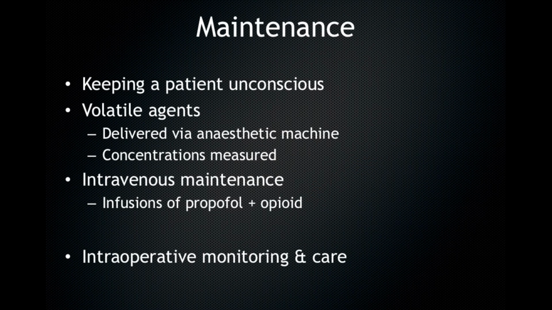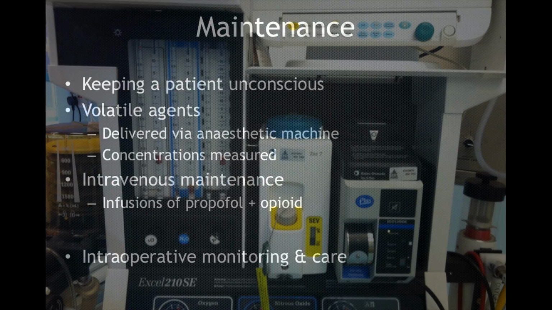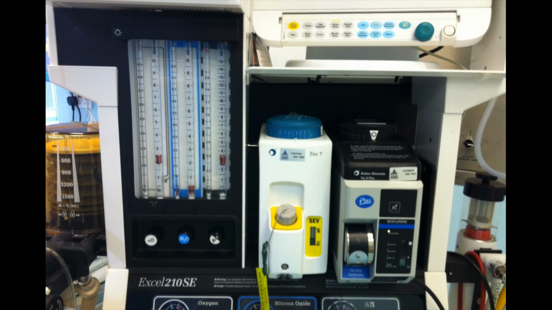We can maintain anaesthesia in one of two ways, in the same way as we can induce anaesthesia in two ways. We normally keep a patient unconscious with volatile drugs in oxygen and air, but we can continue an intravenous maintenance dose of propofol, usually with an intravenous opioid. Here we see a close-up of the anaesthetic machine, where the anaesthetist has dialed up some oxygen, some air, and some sevoflurane.